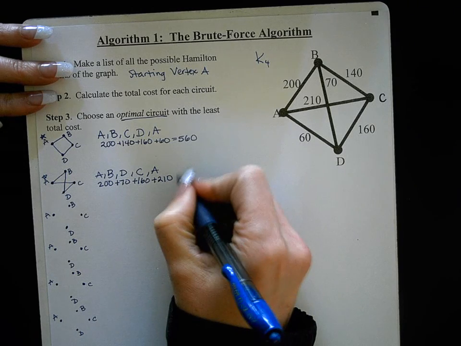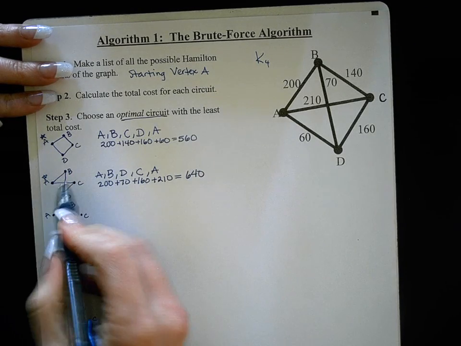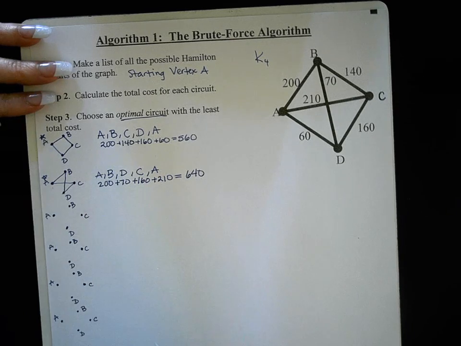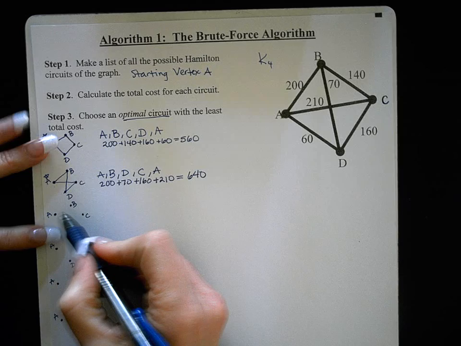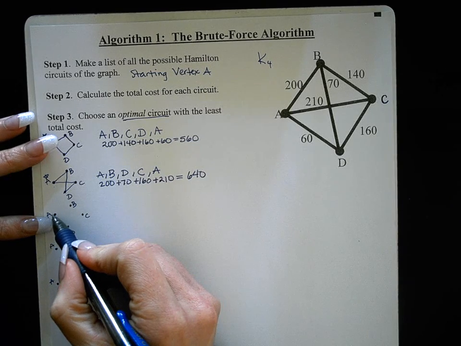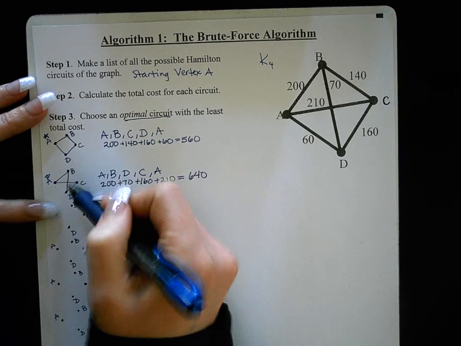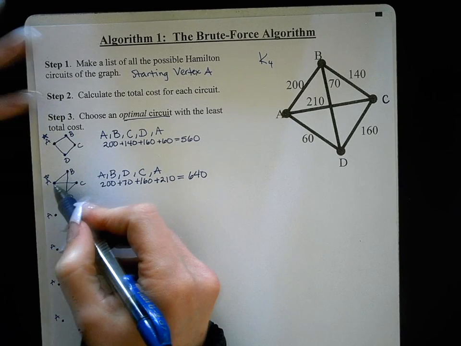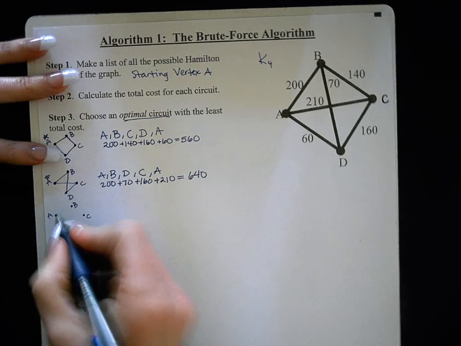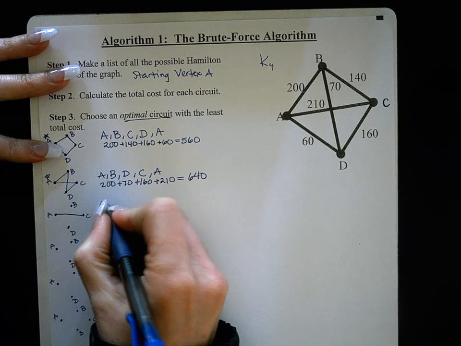Now the total cost of that circuit is 640, and you can see what that looks like. Okay. Now we have exhausted all of the possible solutions going from A to B. We started with A to B and went to C, and then we went A to B and then went to D. There are no other options going with A to B. So now we're done with A to B. The next one in alphabetical order would be A to C.